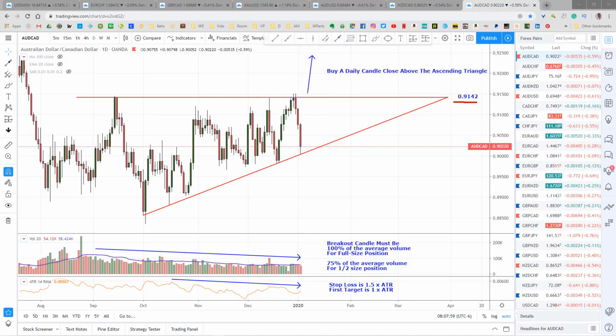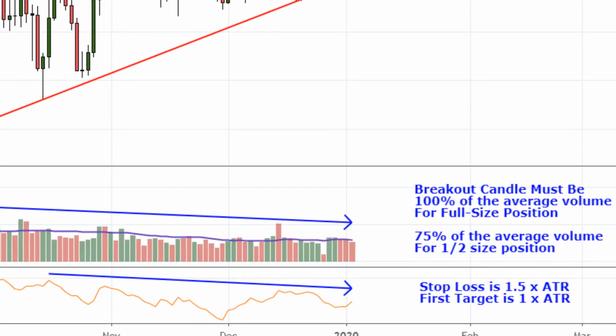I also confirm these consolidations with a decline in volume and volatility. Remember that perfection and symmetry are not required in these patterns. There will always be outliers and anomalies like this volume bar right here due to news and world events. But as long as the decline continues afterward, I still consider it a good confirmation.